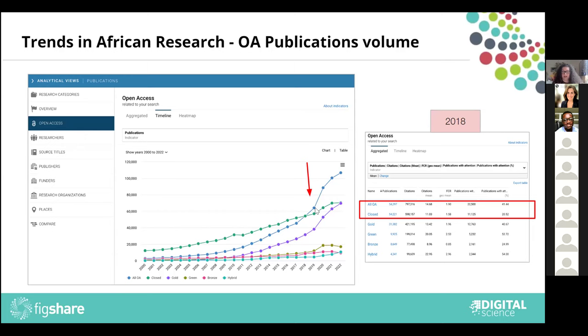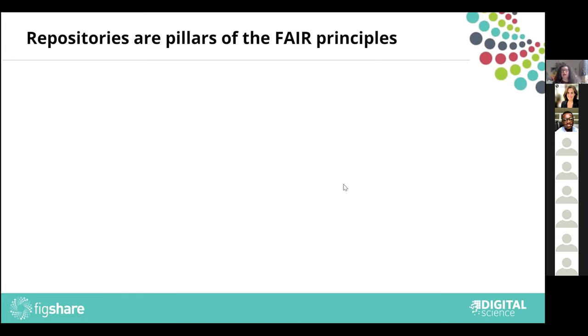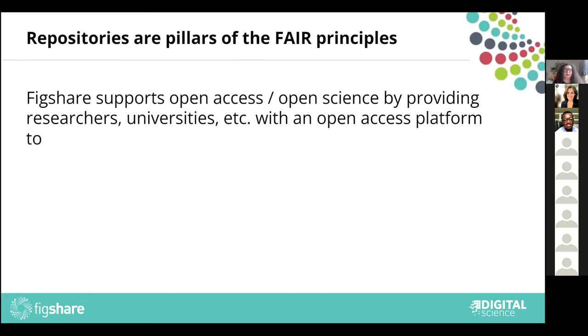So from 2018 onwards, it's going to be growing and keeps growing at a much higher rate, and is surpassing close overall. So what does that tell us? Well, that tells us that we need to rely on systems to work with us. And repositories are pillars of the FAIR principles.